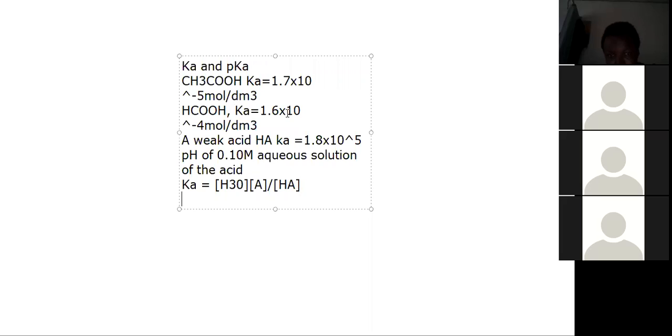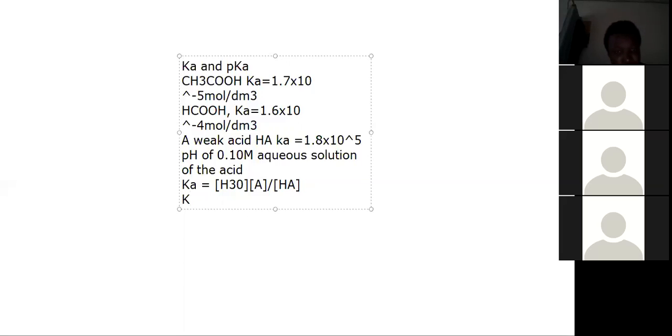When I write the full equation, it will be HA plus H2O is equal to H3O plus plus A minus. And you realize that H3O plus and the A minus are all equimolar. When we say they are all equimolar, they are of the same molarity. So as a result, we can equate them and make it 1. Do you get it?